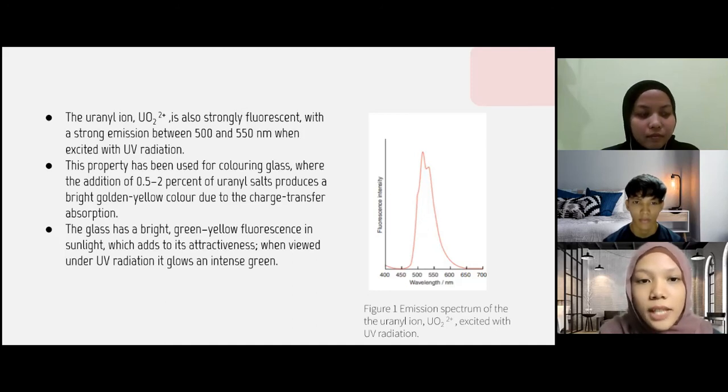This property has been used for coloring glass, where the addition of 0.5 to 2% of uranyl salt produces a bright golden yellow color due to the charge transfer absorption. The glass has a bright green-yellow fluorescence in sunlight, which adds to its attractiveness. When viewed under UV radiation, it glows an intense green color.